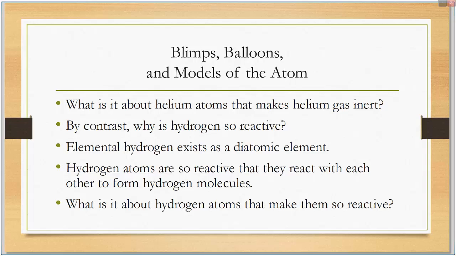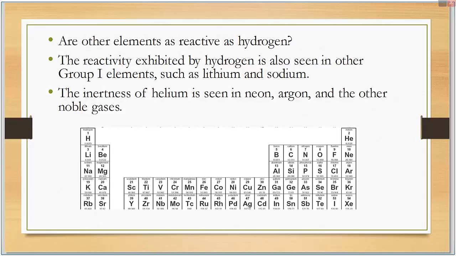So what is it about helium atoms that makes helium gas inert? And why is hydrogen so reactive? Hydrogen itself doesn't even exist by itself. It exists as a diatomic element. So hydrogen atoms are so reactive that they react with each other to form hydrogen molecules. So what is it about hydrogen that makes them so reactive? The answer is the electrons.